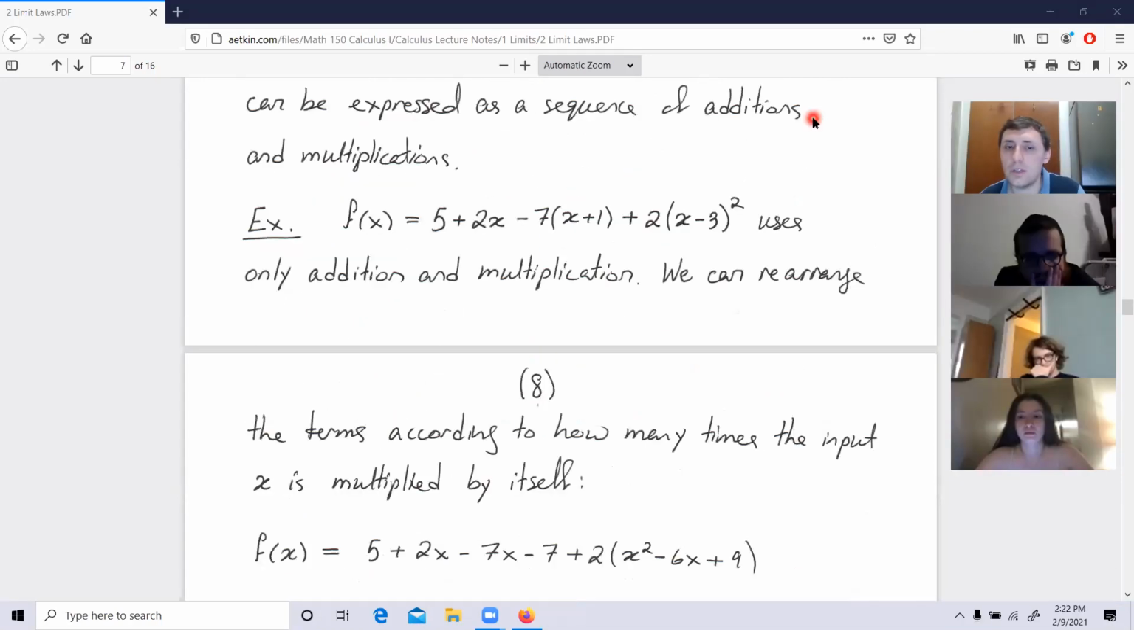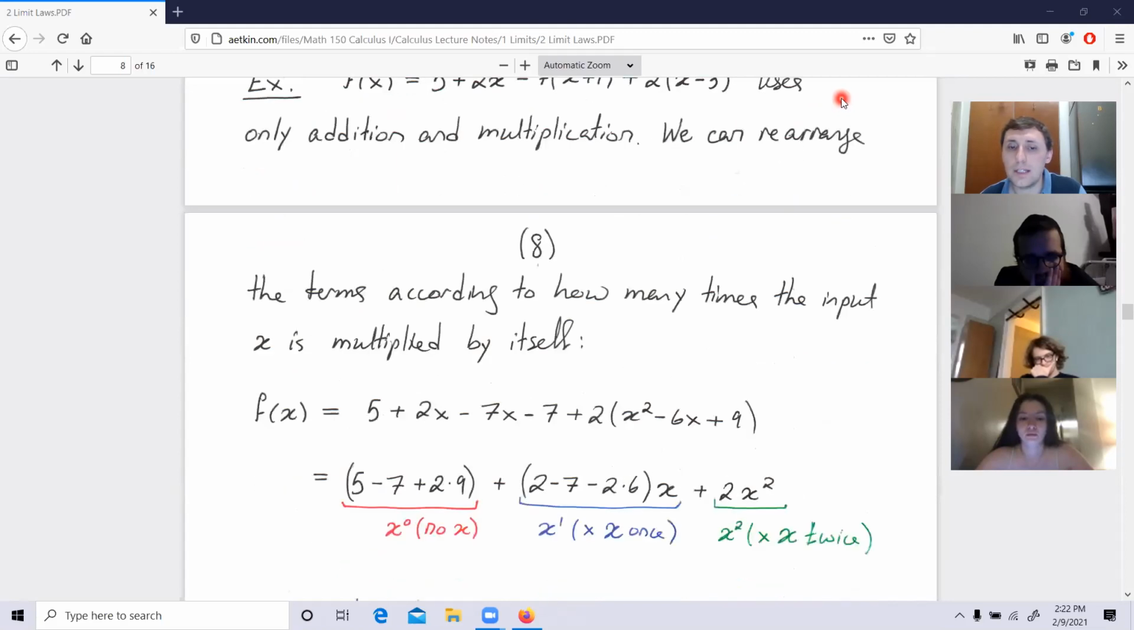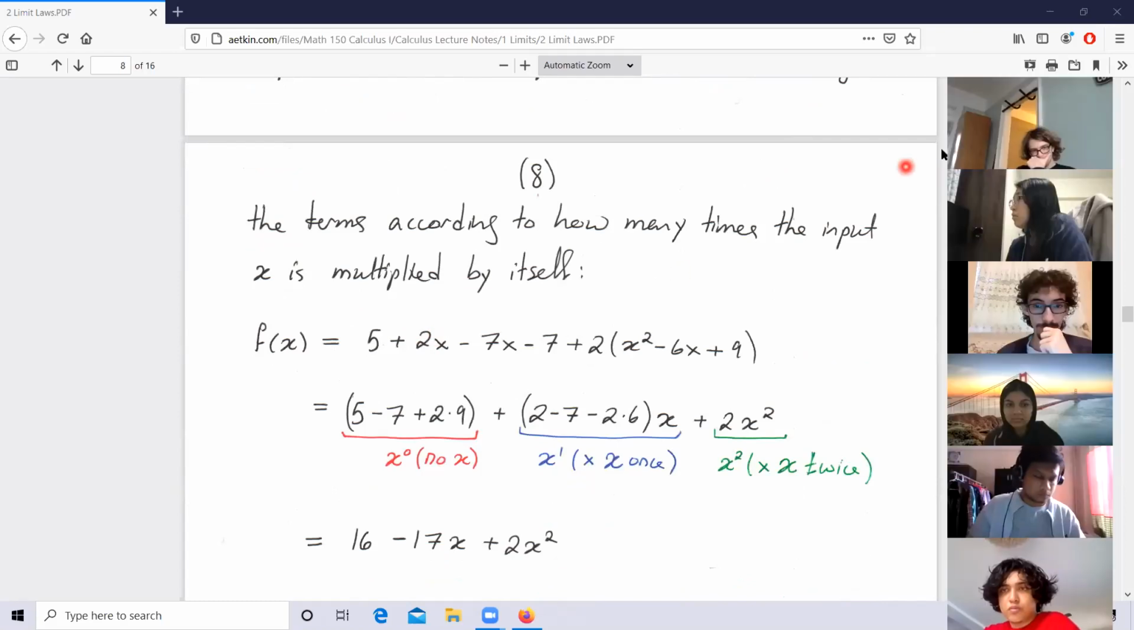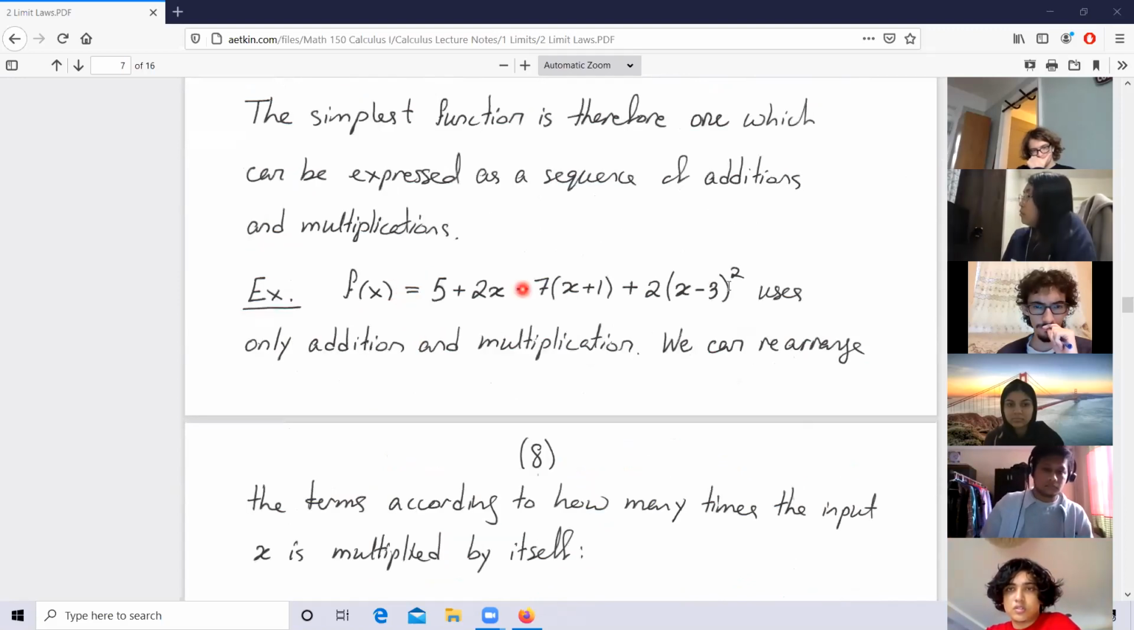So a function that uses only addition and multiplication is a polynomial. And if you look at it carefully, guys, I can expand it. I can just do algebra, and I can group the operations by the number of times the input has been used. You agree? So here, it's grouped, however, haphazardly. We just use addition and multiplication.